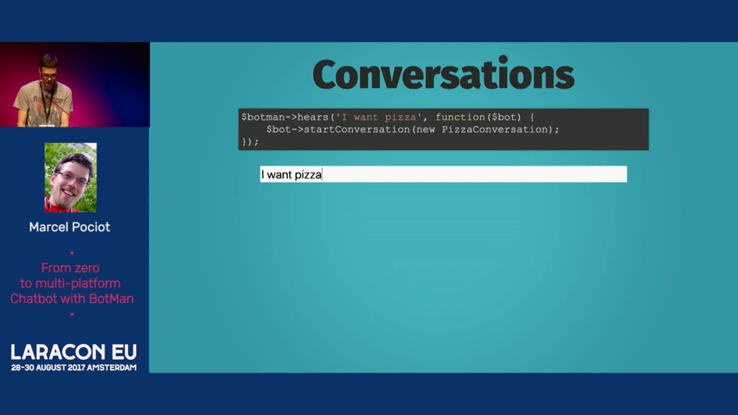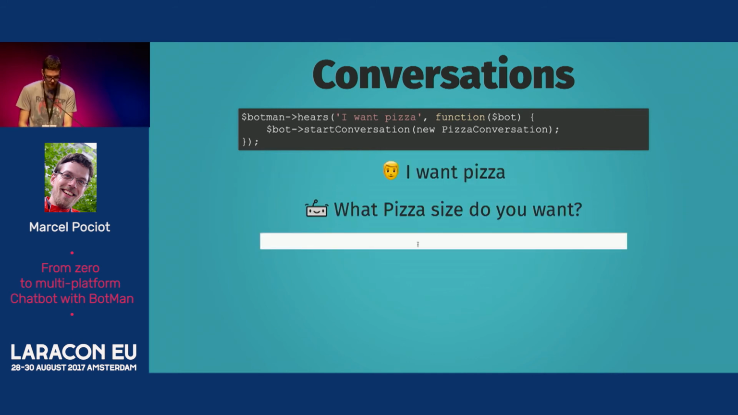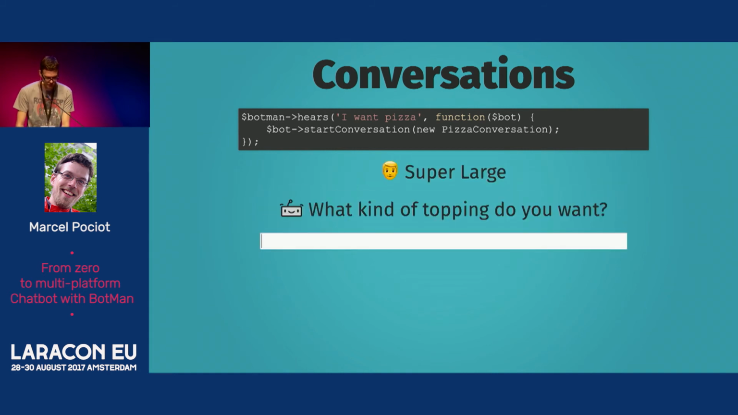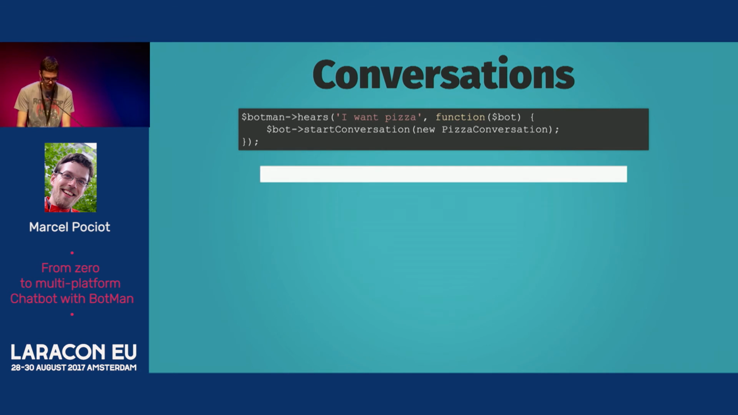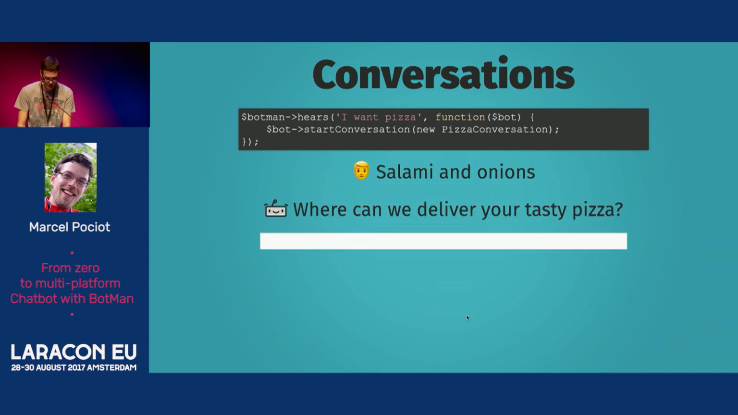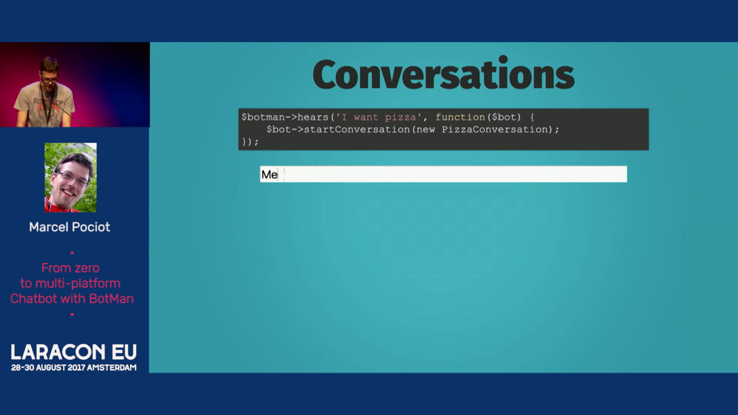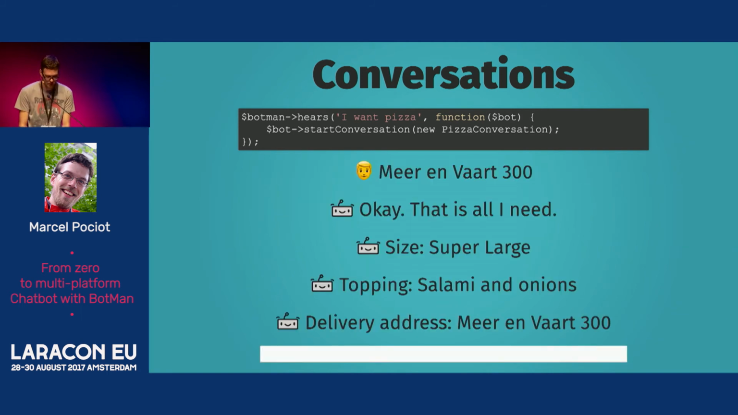So give it a try. I want pizza. So it's asking me, what pizza size do you want? Super large. What kind of topping do you want? We want, I don't know, salami and onions. Where can we deliver a tasty pizza? It's Meer and Fart 300. And then it's just going to dump the information that the user gave the chatbot during this conversation.